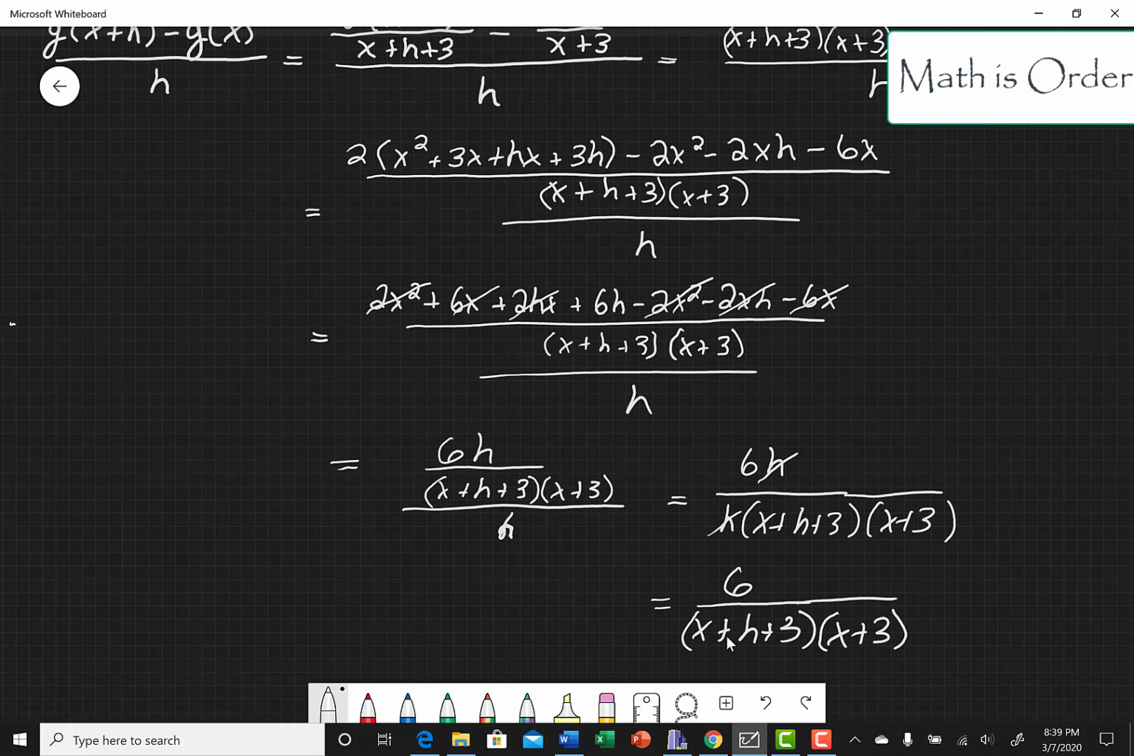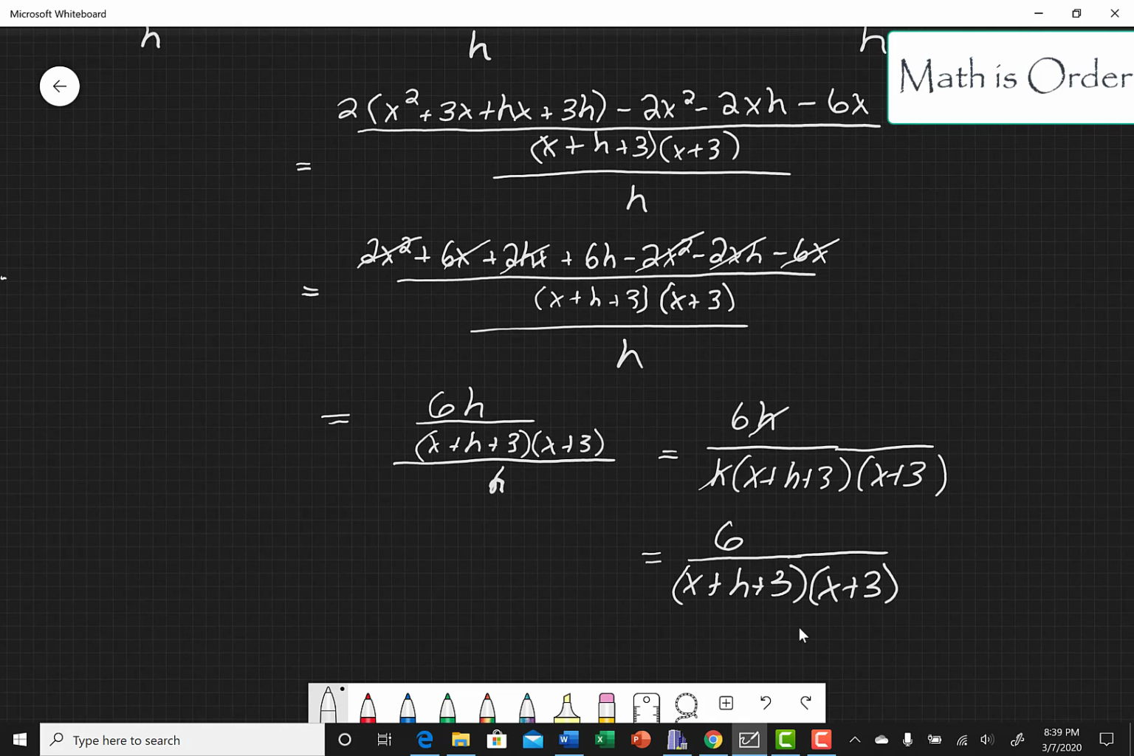So here, if I take h to become 0 or very close to 0 or even 0, the denominator is not going to be 0, right? So this is still valid. We don't run into anything being undefined, right? So this is the final answer here.